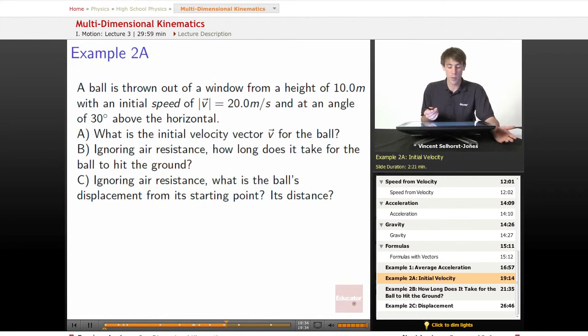Then, ignoring air resistance, how long does it take for the ball to hit the ground? And C, finally, ignoring air resistance once again, what's the ball's displacement from its starting point and what's its distance?